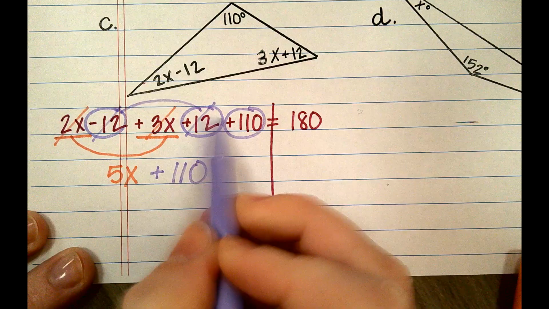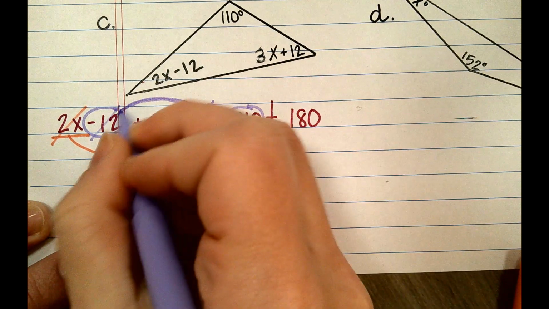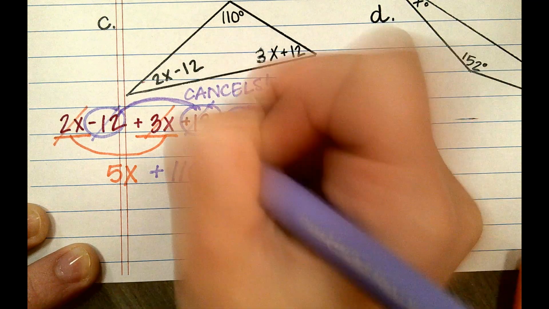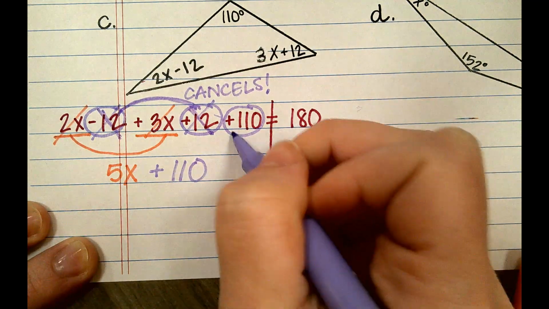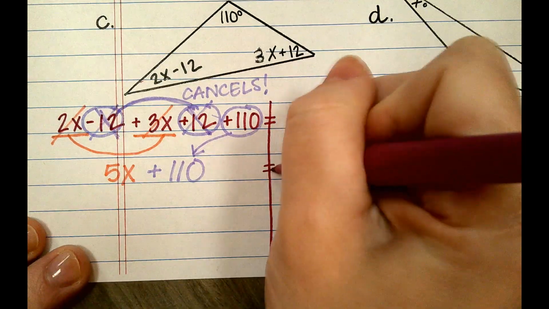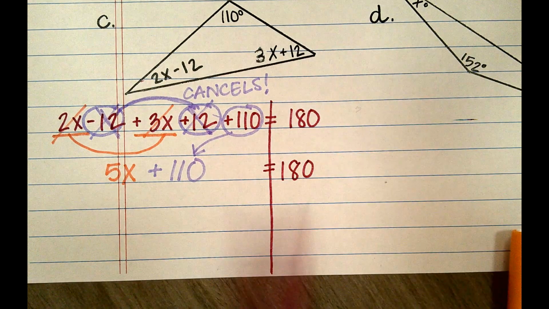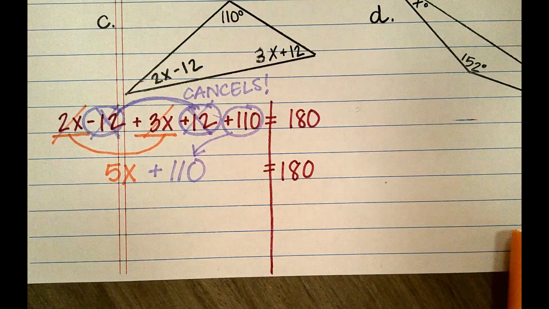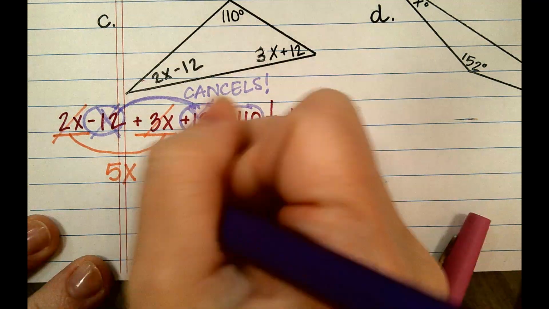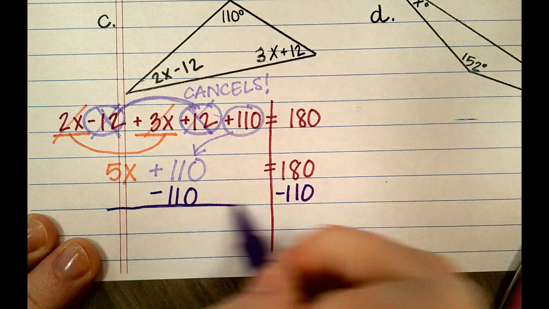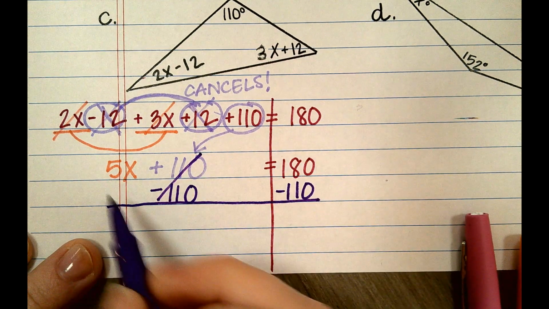If it helps to know what happened here with the 12s, I'm going to make a little note that says cancels. 12s canceled. Just drop down 110. And then we still bring down equals 180. Now our problem looks a little less scary. 5x plus 110 equals 180. Subtract 110 from both sides.